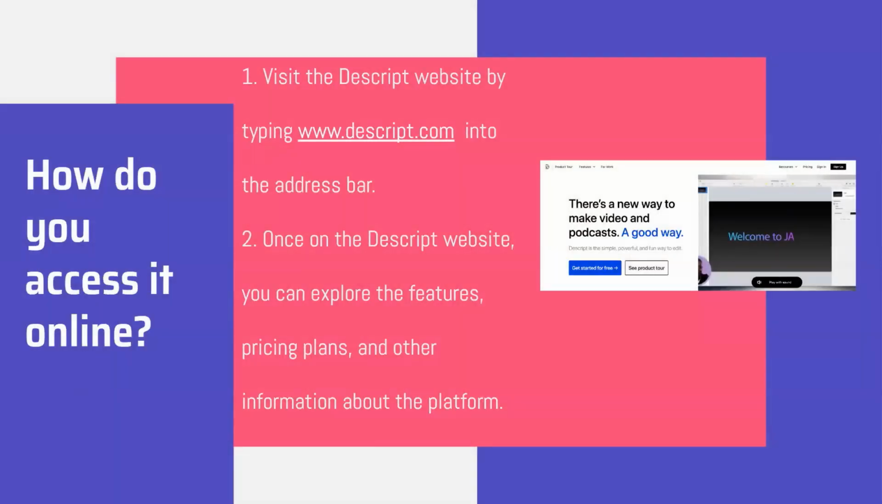So how do you access Descript? Well, first of all, you can go to Descript's website. That's www.descript.com, or you can just Google Descript. And once you're on the Descript website, you can explore the different features and their pricing plans and some other information about the platform.